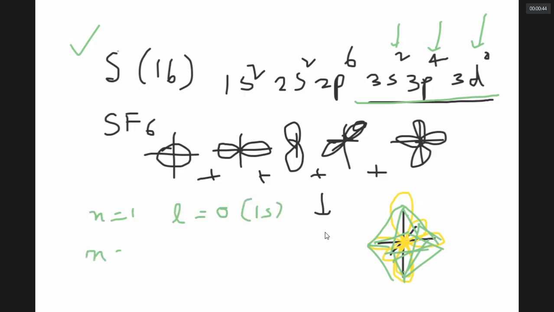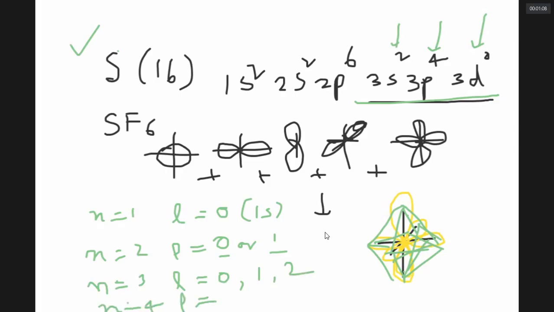If n is equal to 2, if the valence electron is in the second level, L can be either 0 or 1. It means it can be a 2s orbital or a 2p orbital. If n is equal to 3, the L value can be 0, 3s, or 1, 3p, or 2, 3d. Suppose n is equal to 4, what could be the possible values of L? 0, 1, 2, 3. It can be 4s, 4p, 4d, 4f, right?